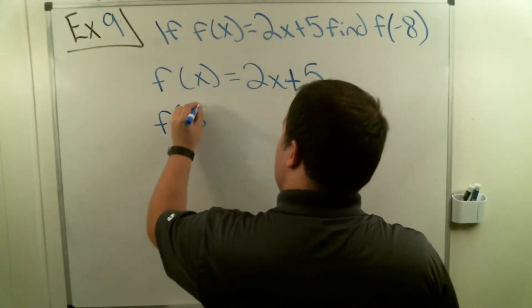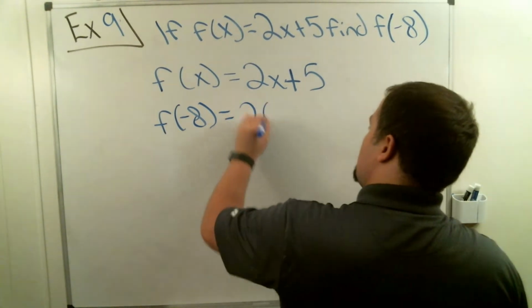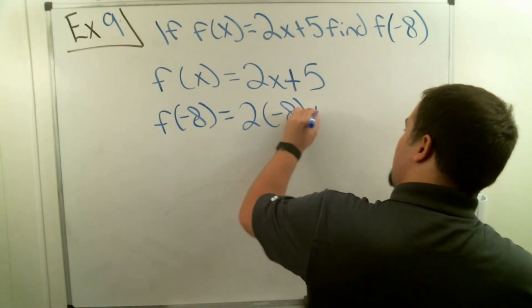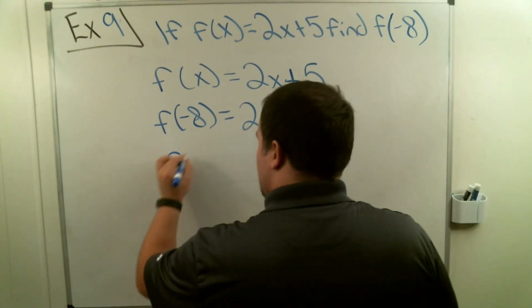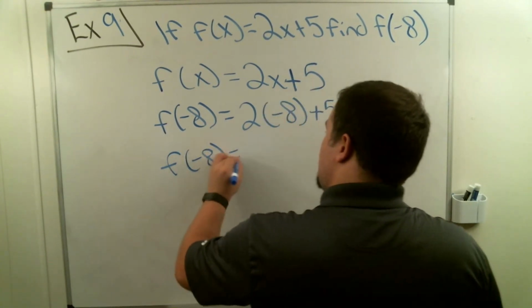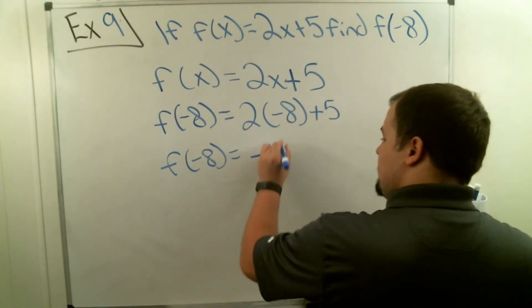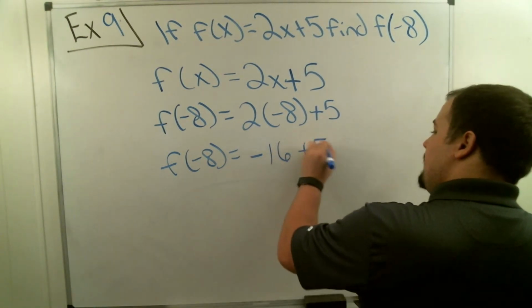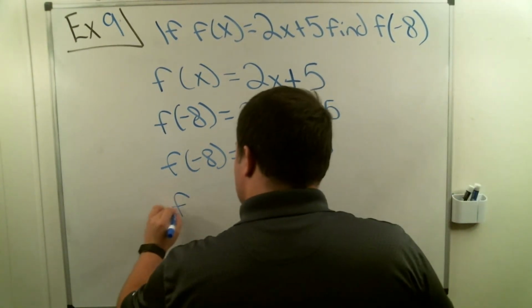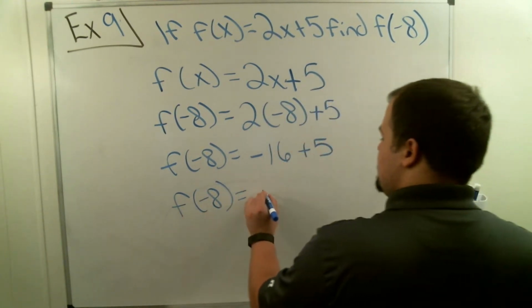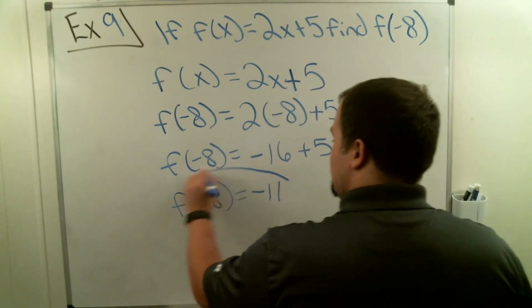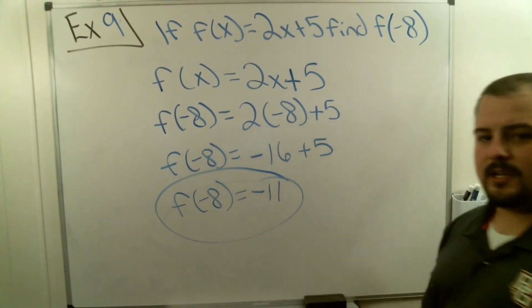We have f of negative 8 equals 2 times negative 8 plus 5. Well, the function of negative 8 equals 2 times negative 8, that's negative 16 plus 5. The function of negative 8 equals a negative 16 plus 5 is negative 11, and that would be our answer.